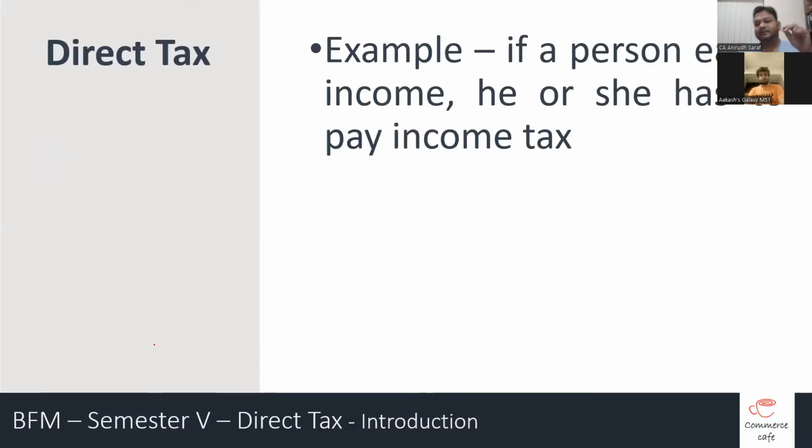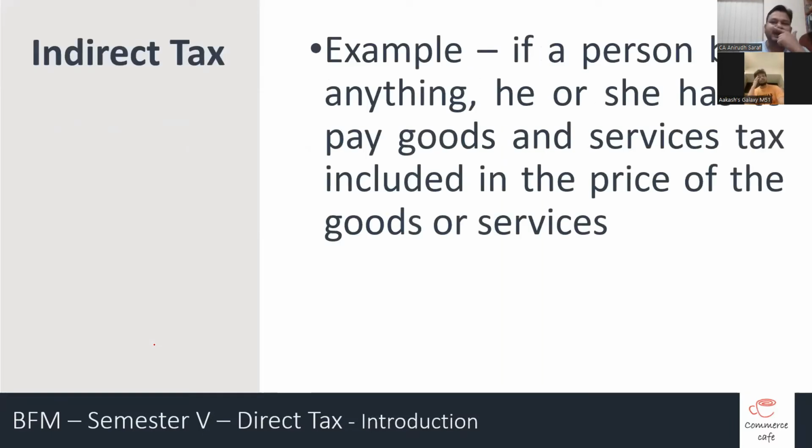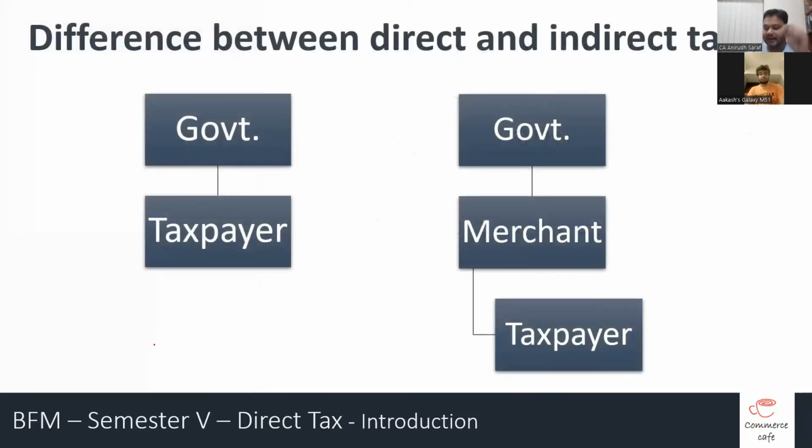Direct taxes, for example, a person earns an income, has any kind of income, then he or she has to pay income tax, and the person pays income tax directly to the government. Okay. Indirect tax, for example, if you buy anything, there is GST included in the price of goods and services. But why is it called indirect tax?